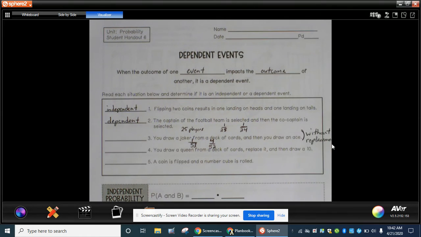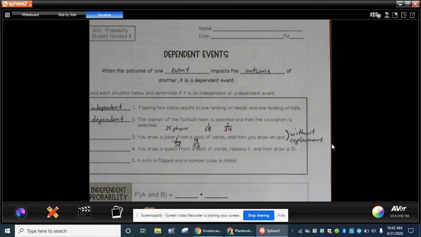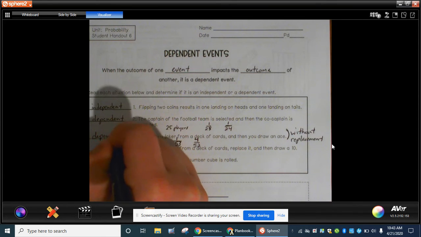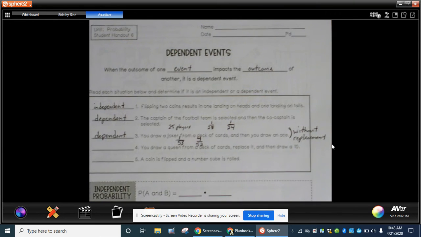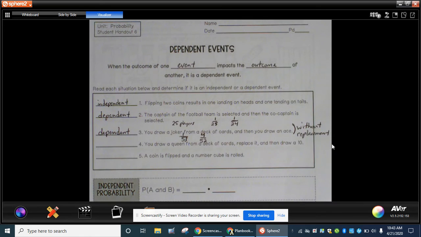If it says anything about not replacing a part in your event, then it's going to be a dependent event. This is dependent, because you have now affected the probability of drawing an ace from this deck of cards after you have drawn a joker.